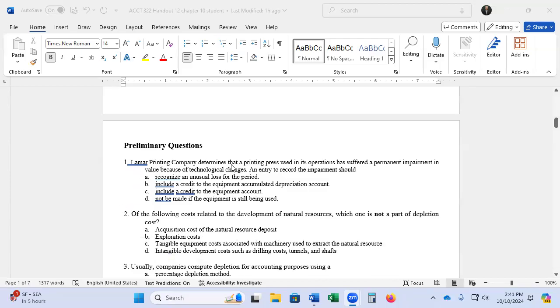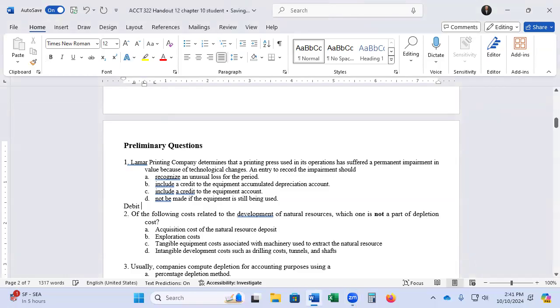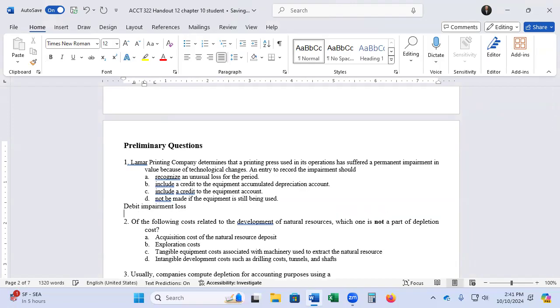All right, Lamar Printing Company determines that a printing press used in its operation has suffered permanent impairment. So the entry on this would be debit impairment loss. Credit accumulated depreciation. And so this answer is letter B.